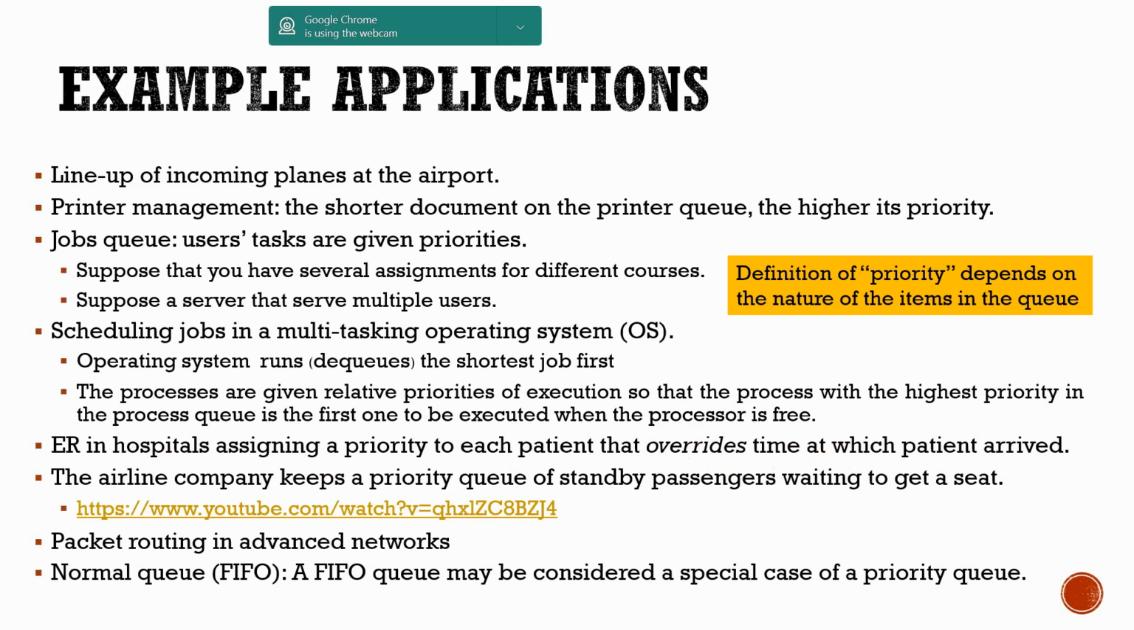So in networking and communication, in packet routing, there are also priorities assigned to each data packet that is communicated or transmitted. So some information might have higher priority than the others. And you can think of a normal queue, a first in, first out queue, as a special case of a priority queue, where your priority is based on the time of arrival.